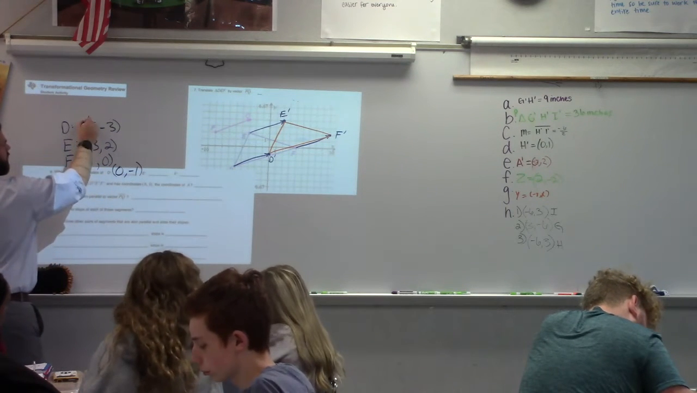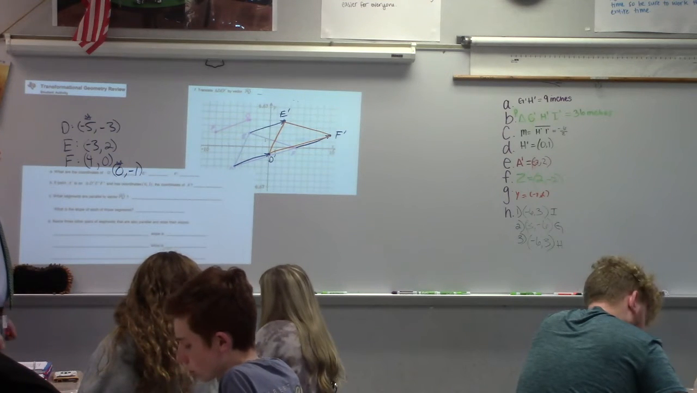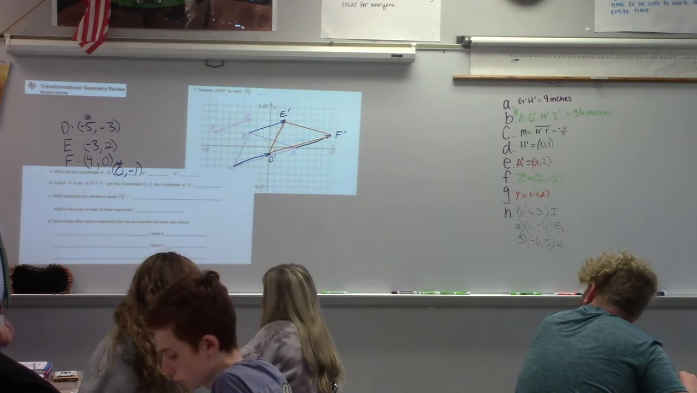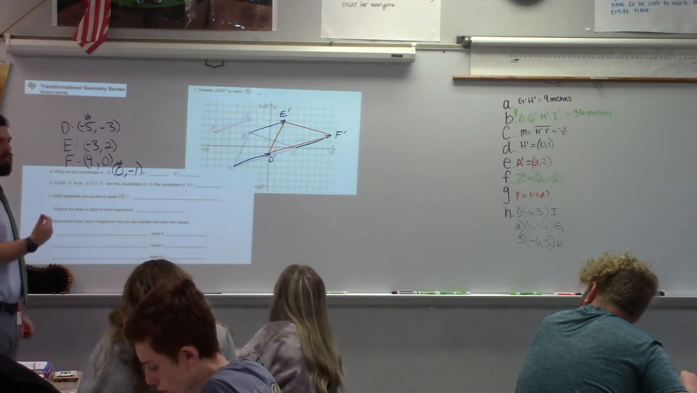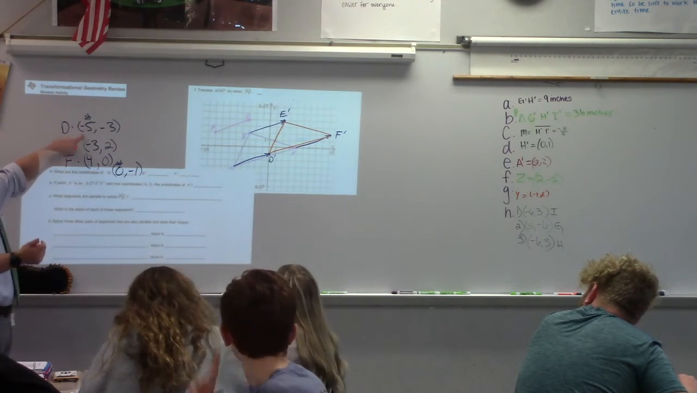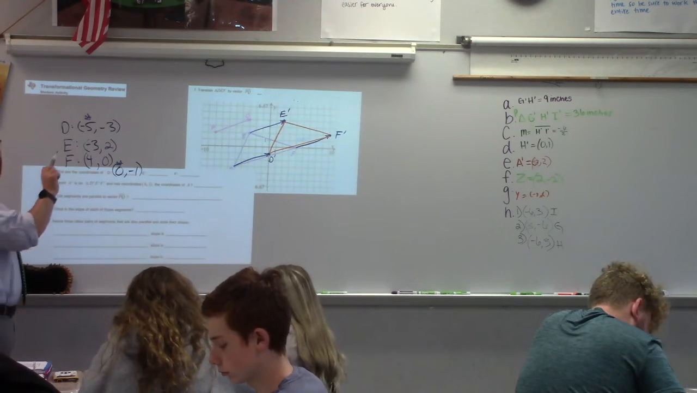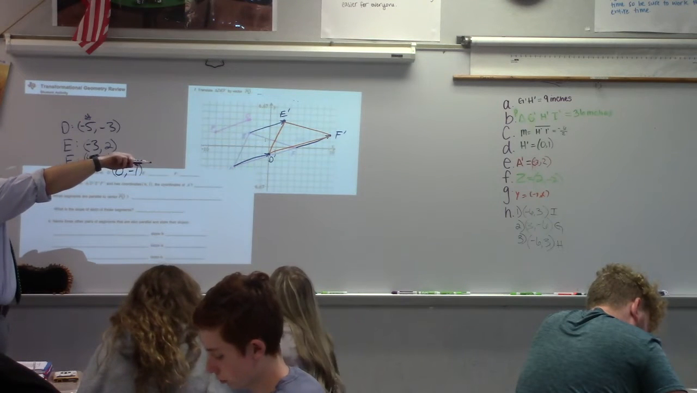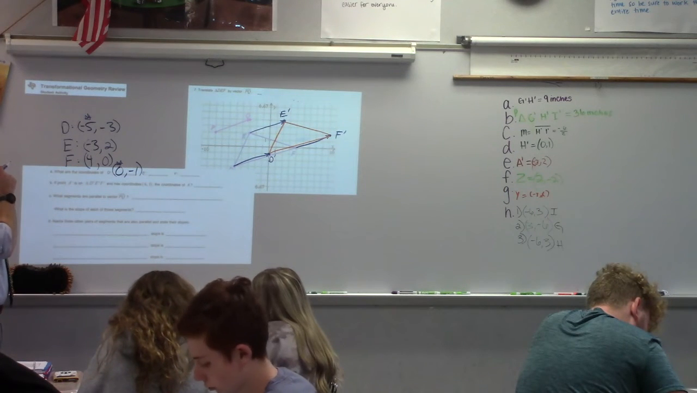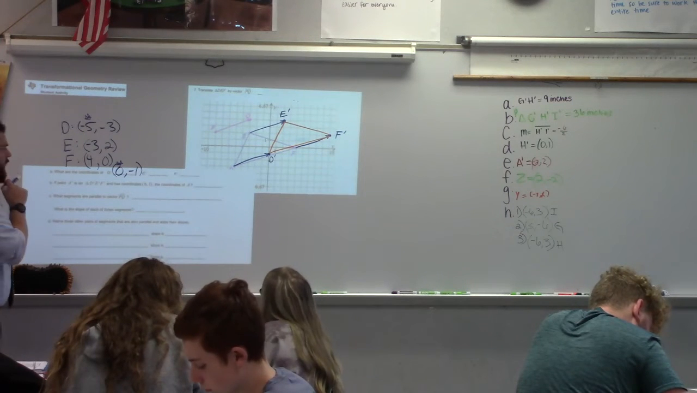I want to point this out. What happened to the X value to get to 0? It moved to the right 5. Okay, is there anything else we could add to that? Did we subtract from negative 5? No, we added 5 to it. I would say it translated to the right, didn't it? We added 5 to the x.